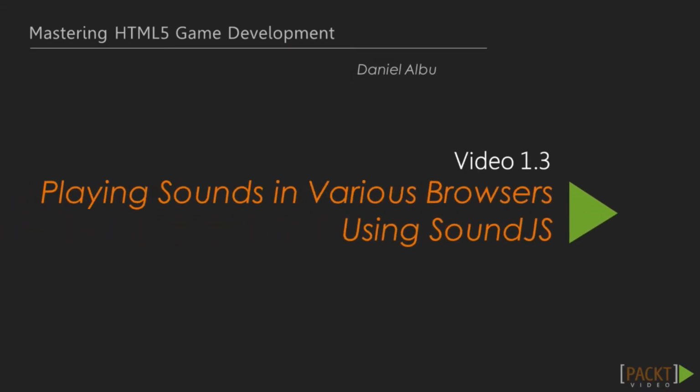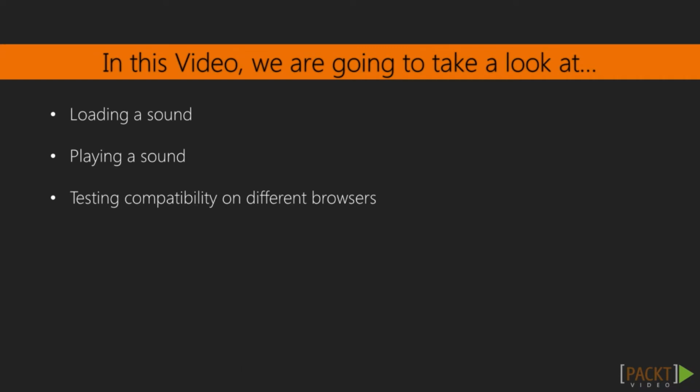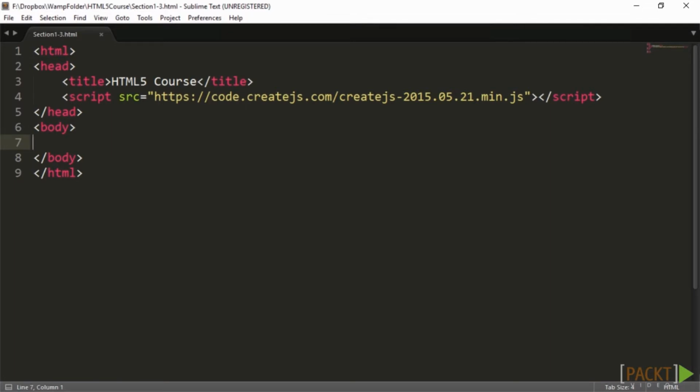Hello and welcome to video 1.3 of section 1 on CreateJS. In this video we're going to discuss playing sounds in various browsers using SoundJS. We're going to start off by taking our HTML template and creating a new test file. In this test file we're going to do two things. One, we're going to load the sound we wish to play, and the second thing, we'll add a button, and once we click it, the sound will be played.